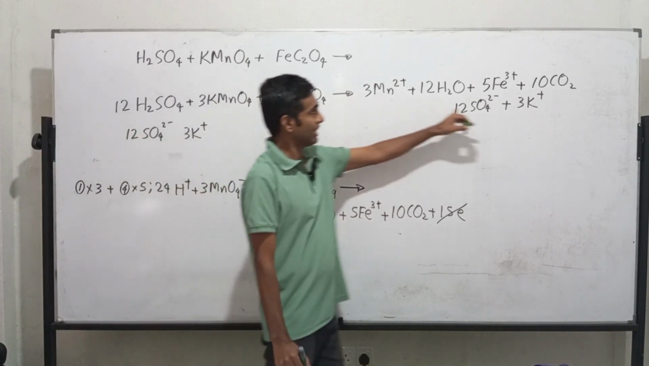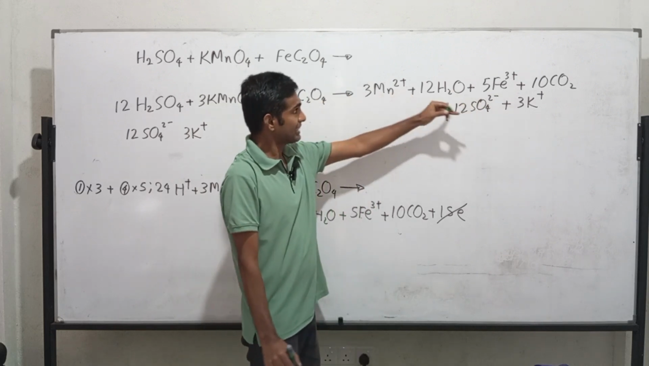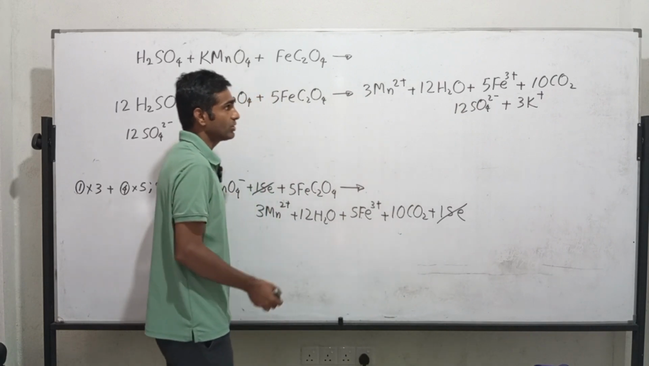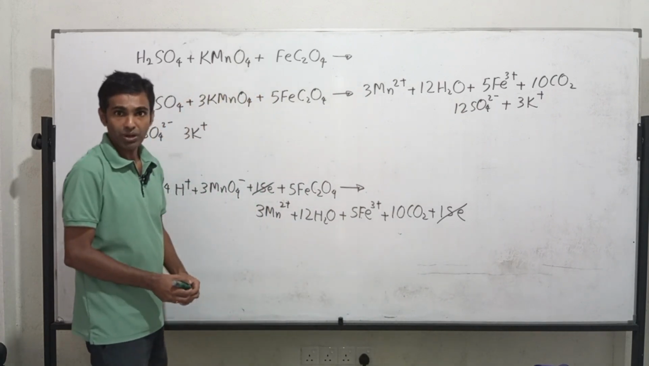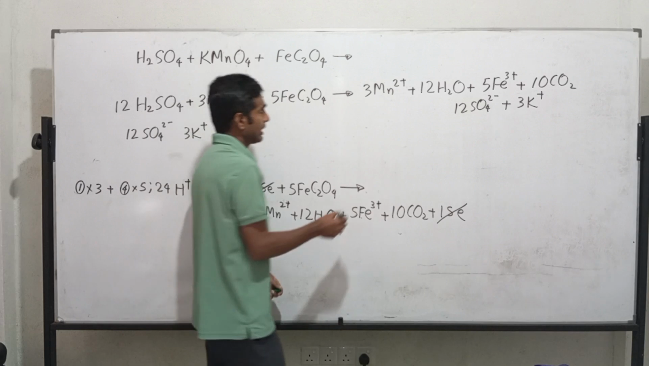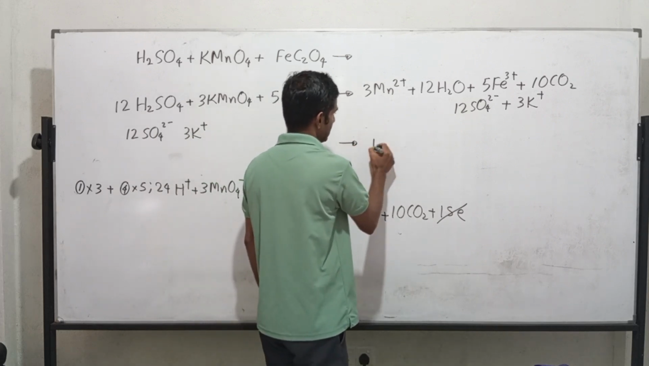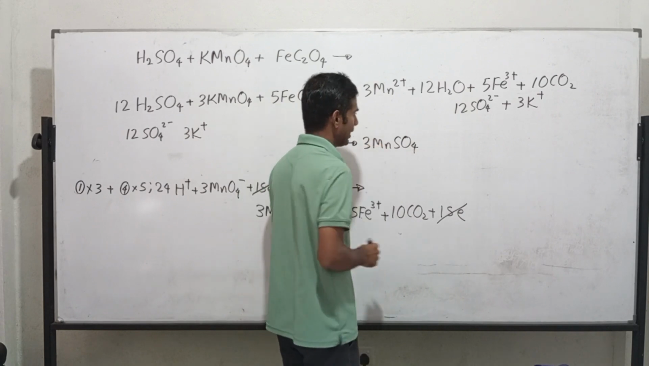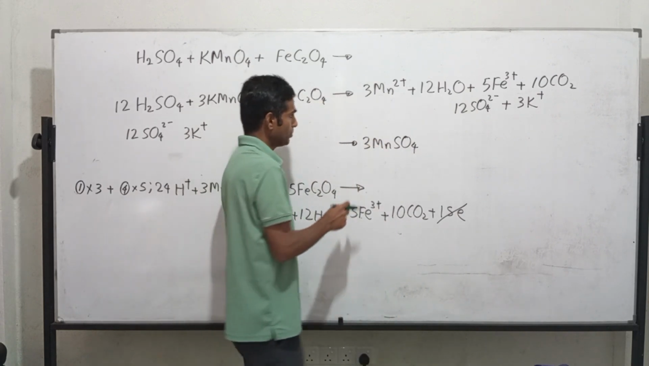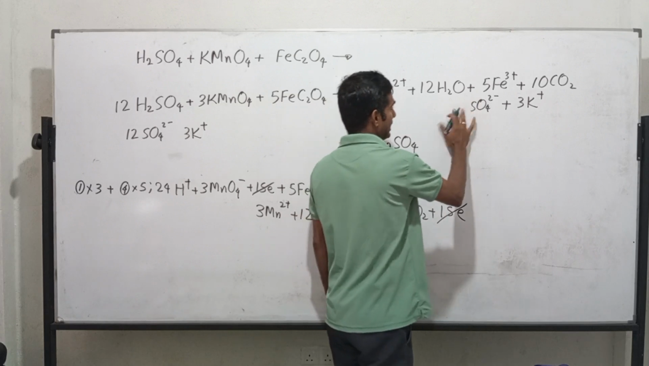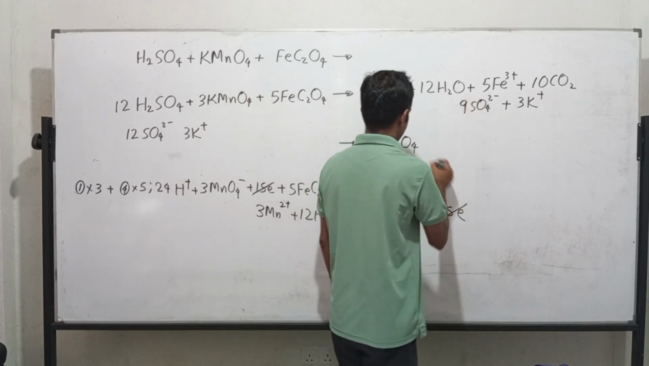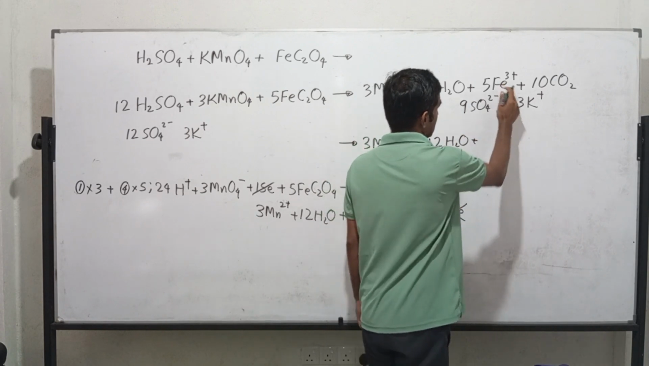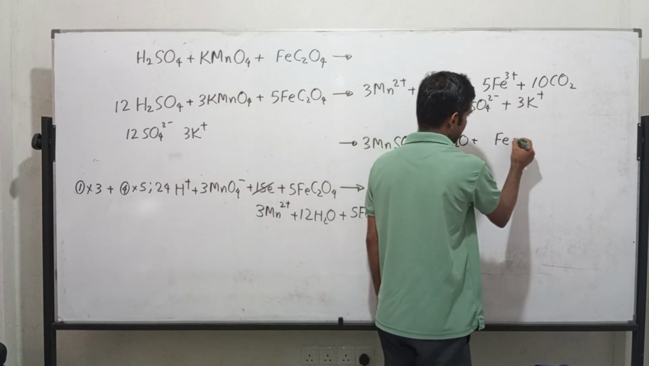But in the product side, there are ions. So we can convert those ions to compounds. We can write manganese as manganese sulfate. Then 3 manganese sulfates, which means 9 sulfate ions are remaining. 12 water molecules. This should be written as ferric sulfate.